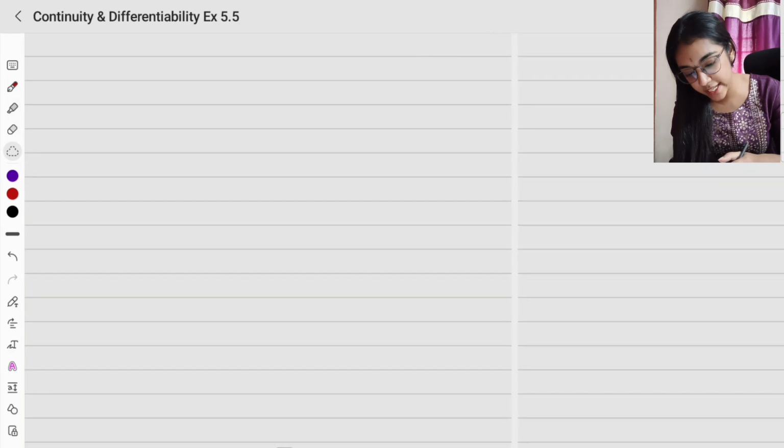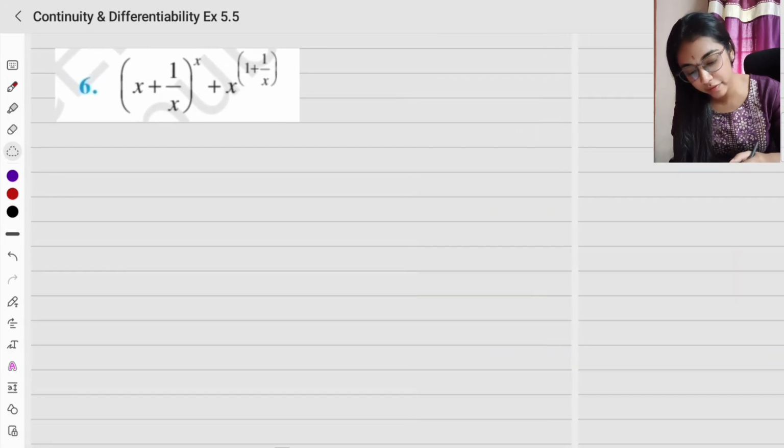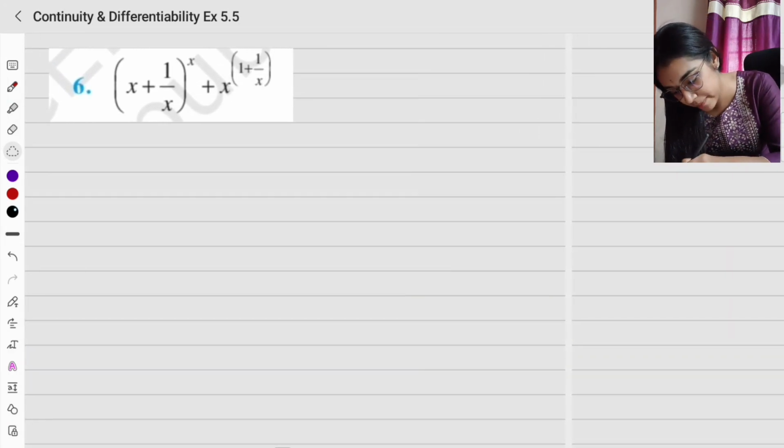Moving on to question number 6. So in that again I have two different functions, correct? So this is going to be my y. I'm going to take this particular function as u and this particular function as v.